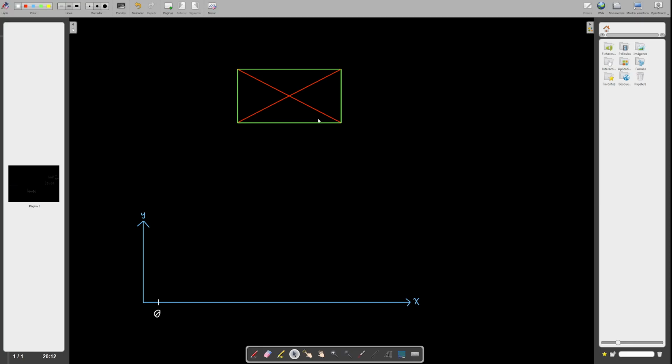Hi guys, welcome. This is a video explaining why these two diagonals of a given rectangle bisect each other in the center of the rectangle.